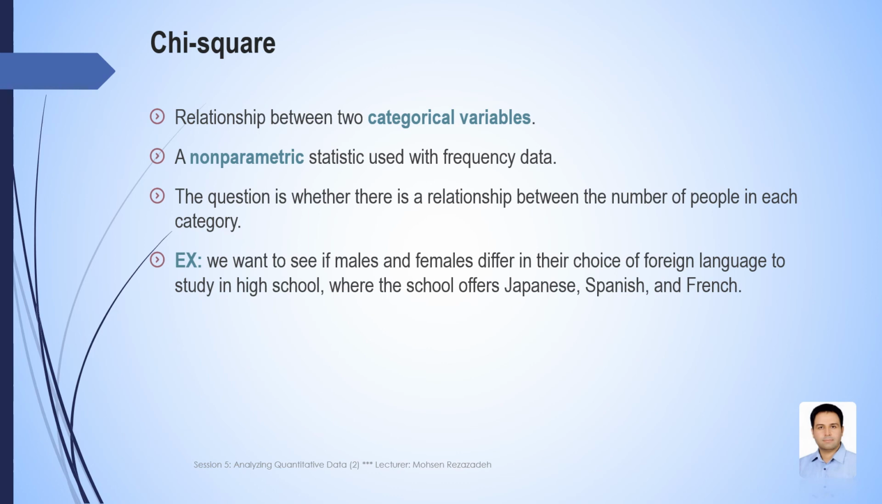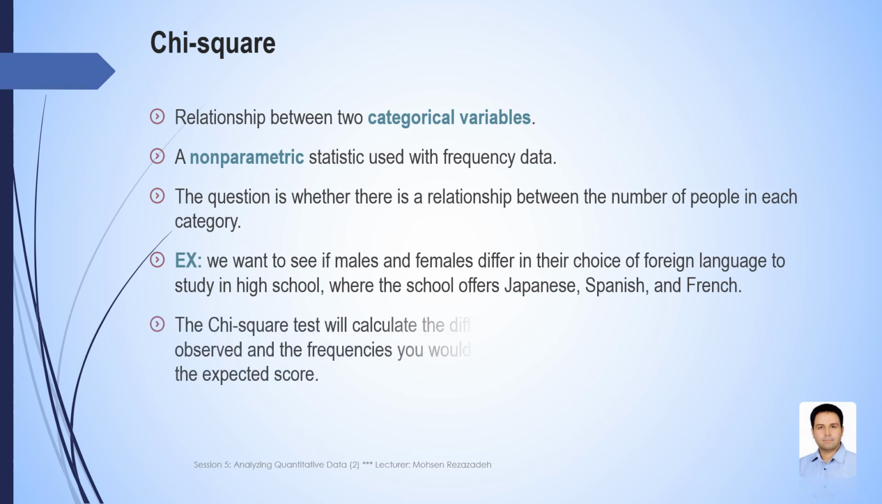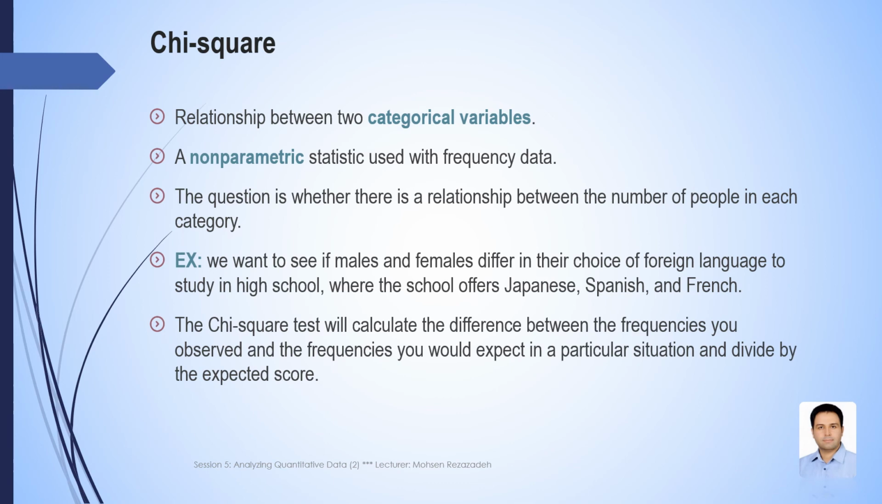Or for example, girls prefer to study Spanish and Japanese, something like that. So the question is this. Here, the chi-square test will calculate the difference between frequencies you observed and the frequencies you would expect in a particular situation and divide by the expected scores.